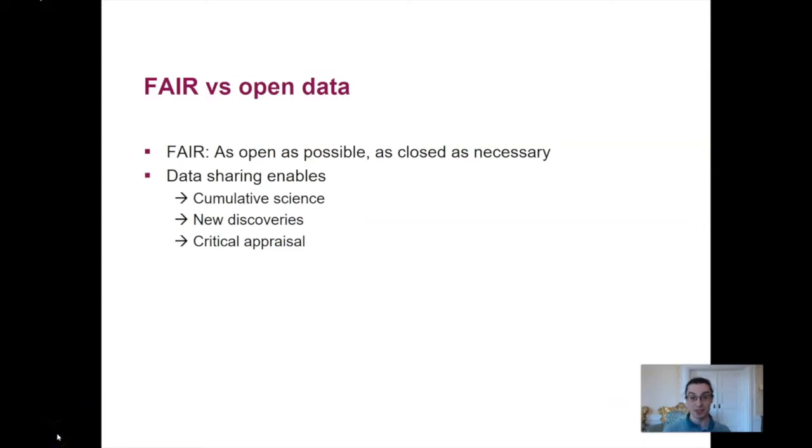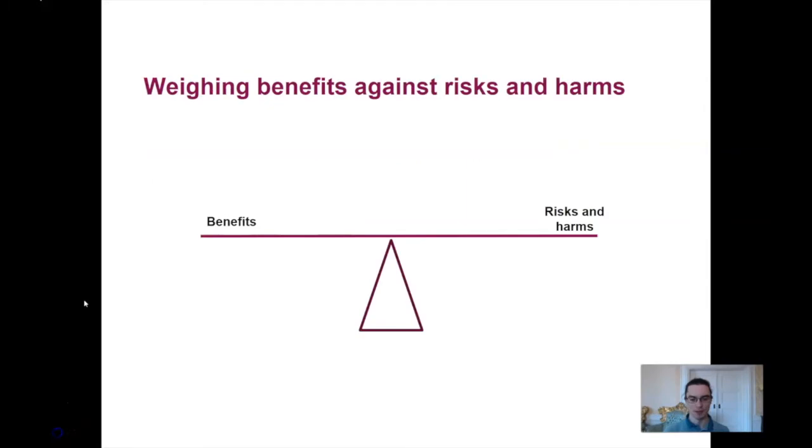And lastly, critical appraisal. If the data are open, then we can interrogate claims that are being made in the literature. We can, for example, reanalyze data and check assumptions that were made in the published analyses, and so on. A general principle of research ethics is that we need to weigh benefits against risks and harms. And that's one of the reasons why I wanted to briefly touch on a few benefits of data sharing, even though it may be obvious.